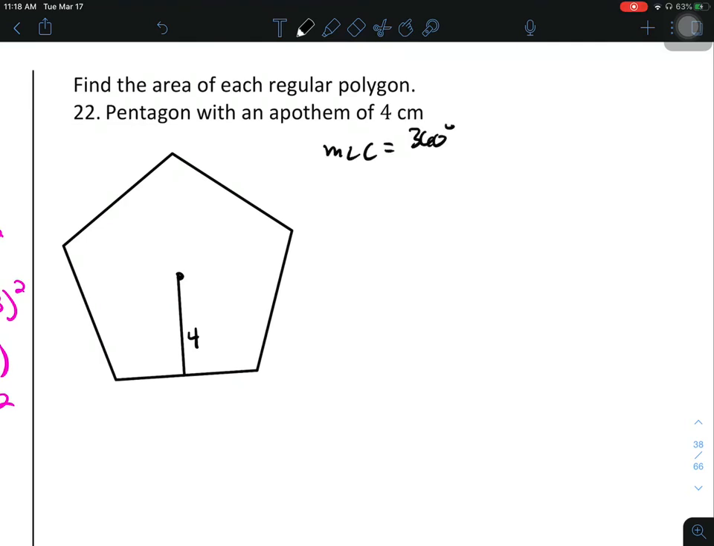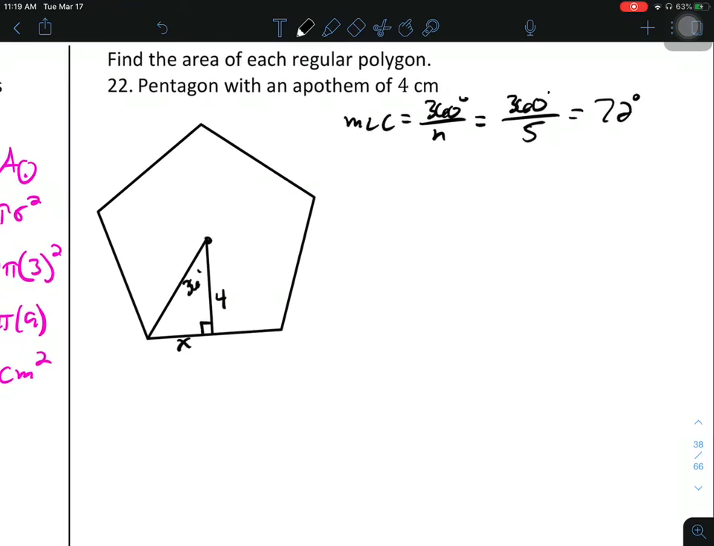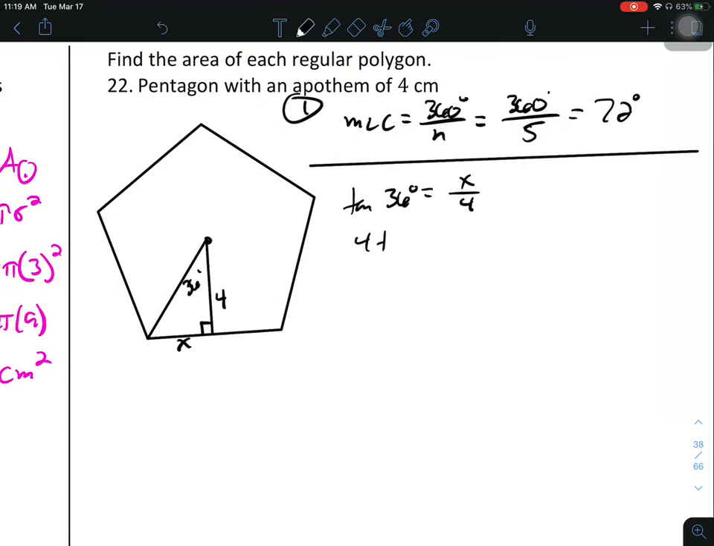Central angle is 360 divided by the number of sides. Pentagon has 5 sides. The central angle is 72. An apothem and a radius come together to make half a central angle. That makes this 36 degrees. To figure out the length of this side here, which we'll call x, I'm going to use trig. Tangent of 36 degrees is the opposite leg over the adjacent leg. You multiply both sides by 4. You throw that in your calculator.